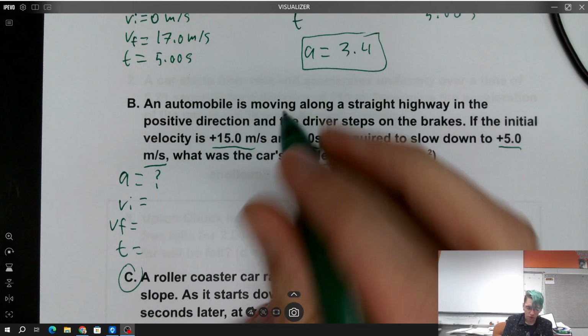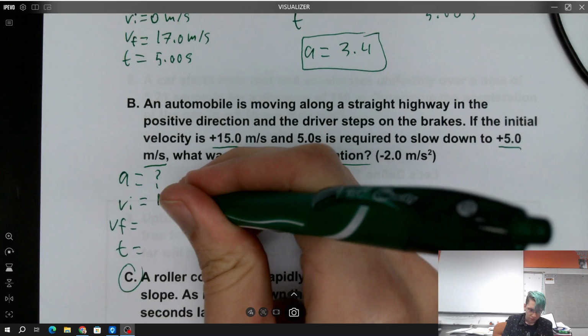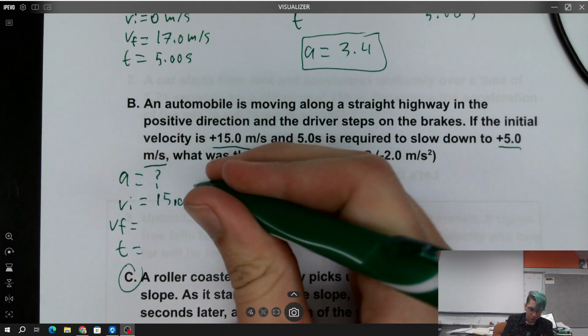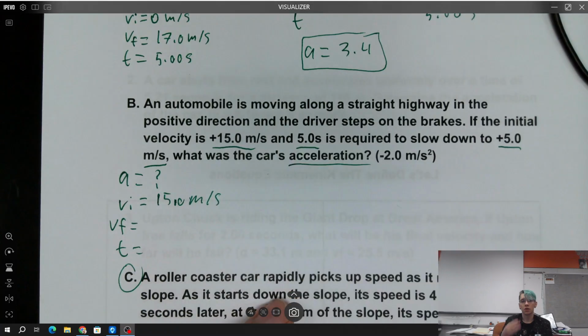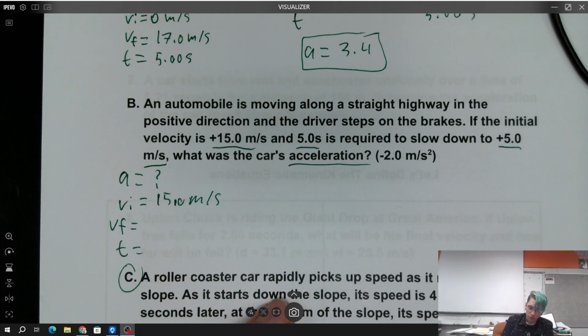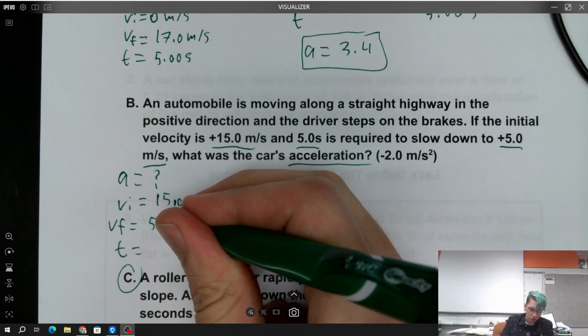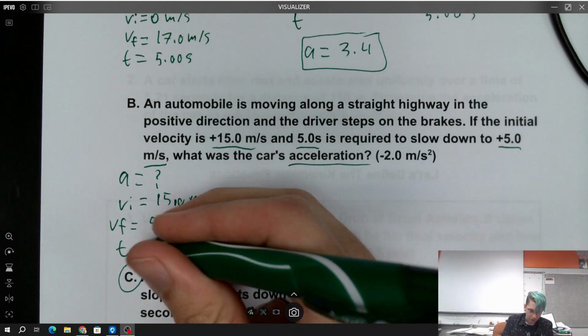So our initial velocity is going to be that 15 meters per second, because initial just means starting velocity, or whatever you have at first. Then 5 meters per second for our final. Then 5 seconds.